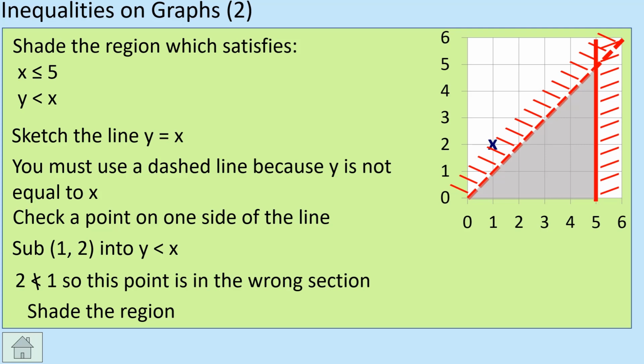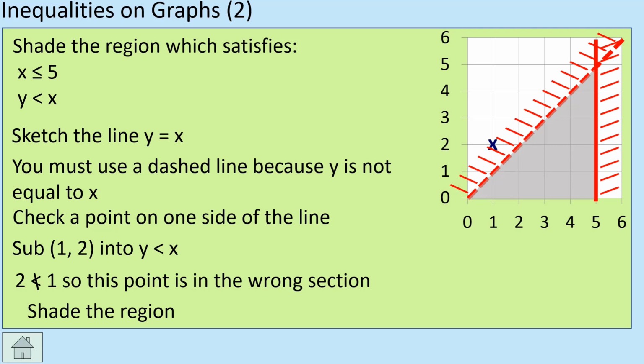Okay, so certainly a lot more work to do when you've got more than one inequality, but the process is very, very much the same. You're just having to repeat it on the same graph, and as a result, you're going to get some kind of shape in there. In this case, obviously, you've got a triangle which represents those 2 inequalities.